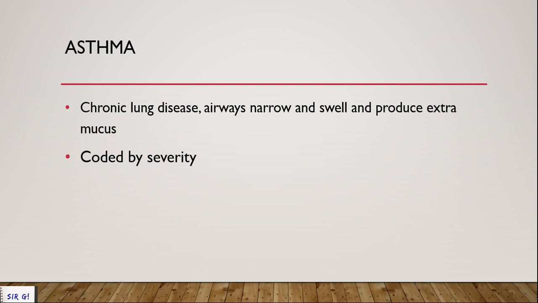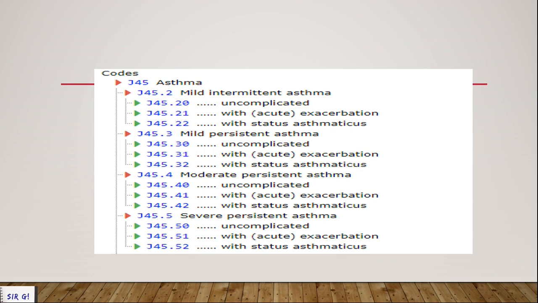When we say severity, we are saying, is it mild, moderate, or severe? And there are also different types of asthma that we may encounter in the medical records. So when you go to your category J45, we have your subcategory J45.2, and under that we have your subcategory, and it's divided between uncomplicated, acute exacerbation, or status asthmaticus.